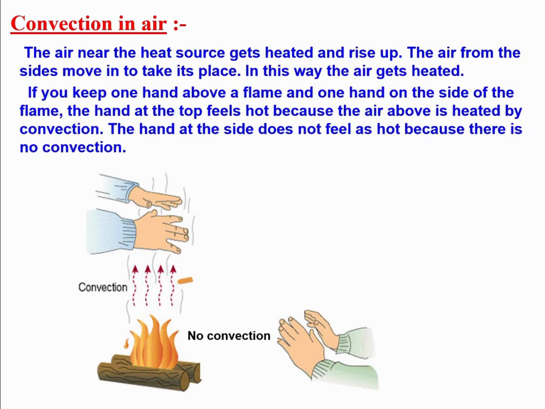Convection in air. The air near the heat source gets heated and rises up. The air from the sides moves in to take its place. In this way, the air gets heated. If you keep one hand above a flame and one hand on the side of the flame, the hand at the top feels hot because the air above is heated by convection. The hand at the side doesn't feel as hot because there is no convection.